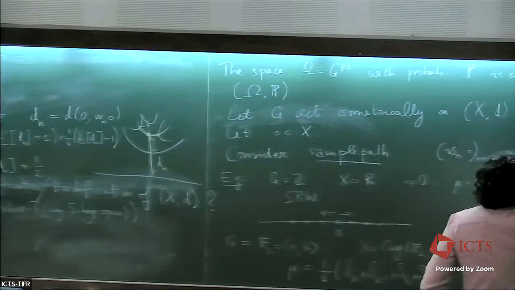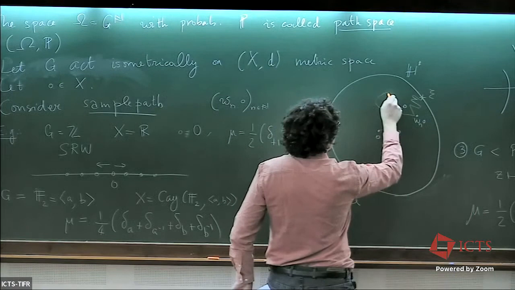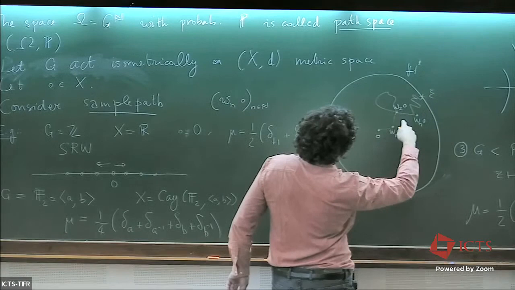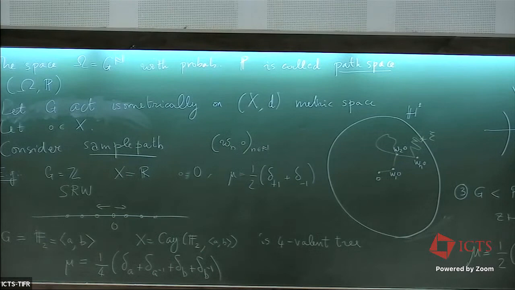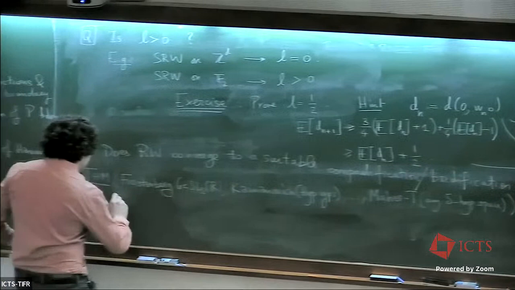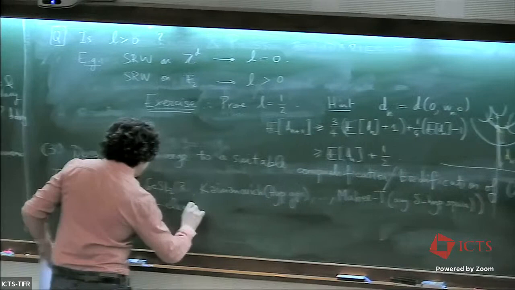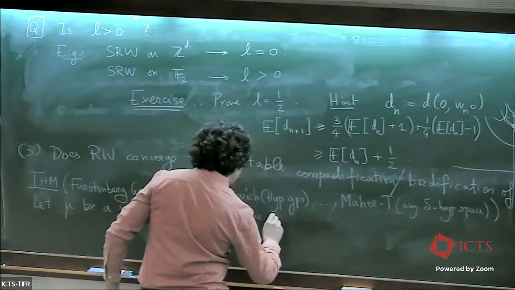Of course, the random walk can wander a little bit, but there will be a limit point to this random sequence. This will depend on the random path, but almost surely there will be some direction the walk is converging to. So this is the statement. Let mu be a non-elementary measure, which I will define afterwards, on a countable group G.